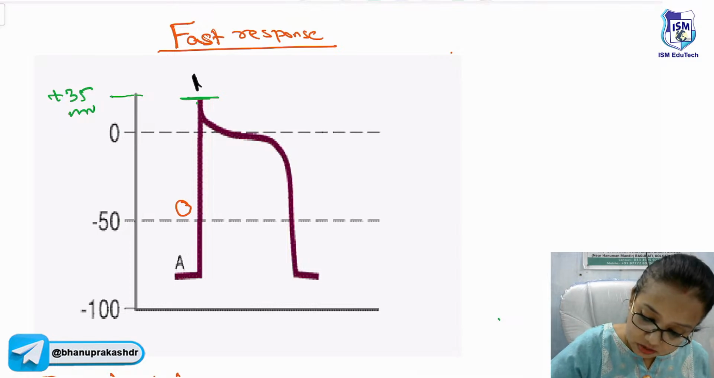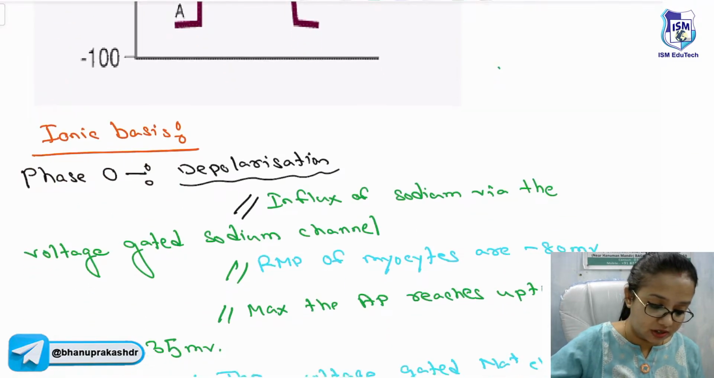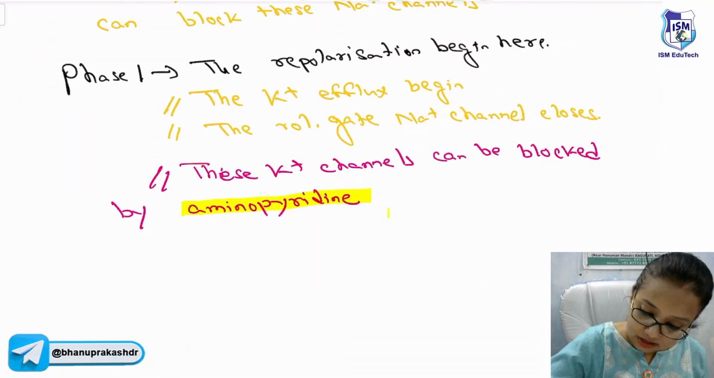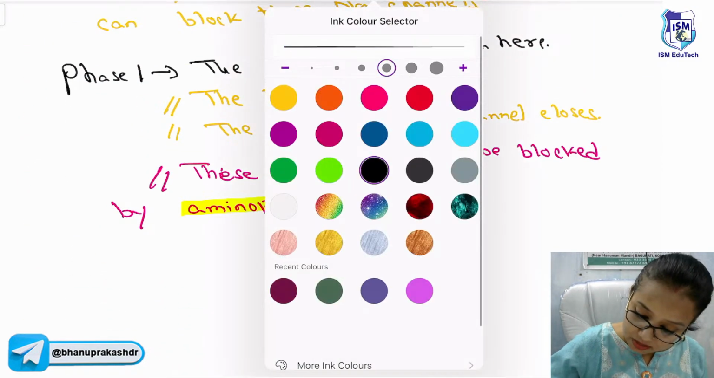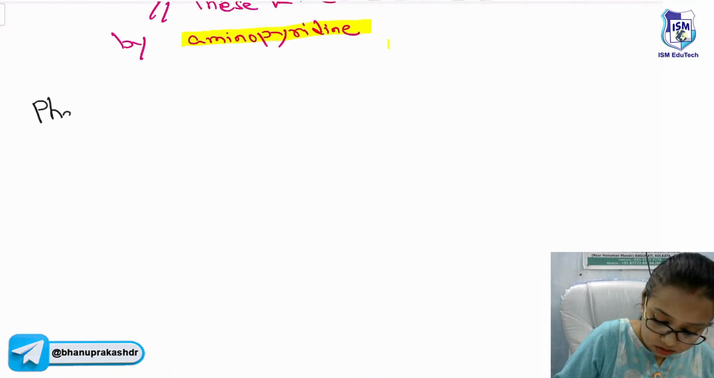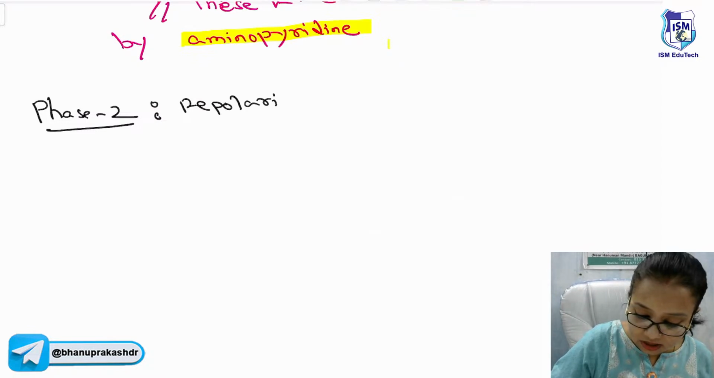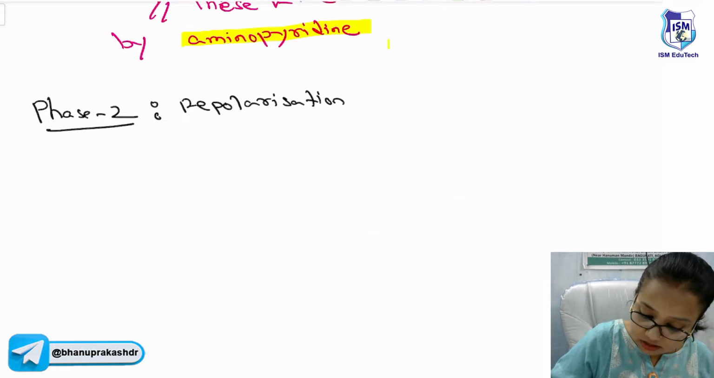The next phase, which is the plateau phase, this is phase 2. This is the plateau. Relatively, you see a straightened up, plateau kind of a structure. Now, what is the reason? What is the ionic basis of this phase 2? Here, what happens? This is a polarization phase.